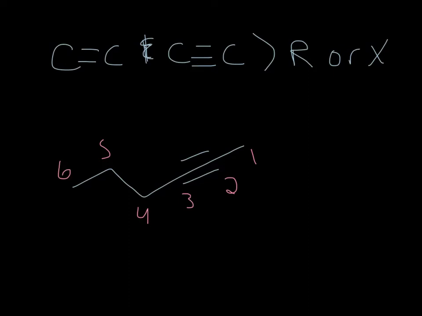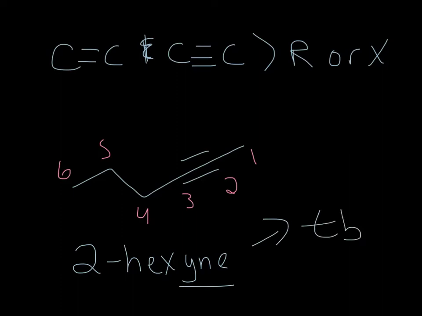So this would be hexyne, Y-N-E is the root name change for the parent compound, and that triple bond spans over carbons 2 and 3, so we'll use 2 as a locant, so this would be 2-hexyne. So that Y-N-E tells me that I have a triple bond, and the 2 tells me where it is. Hex tells me that there are 6 total carbons in the molecule.